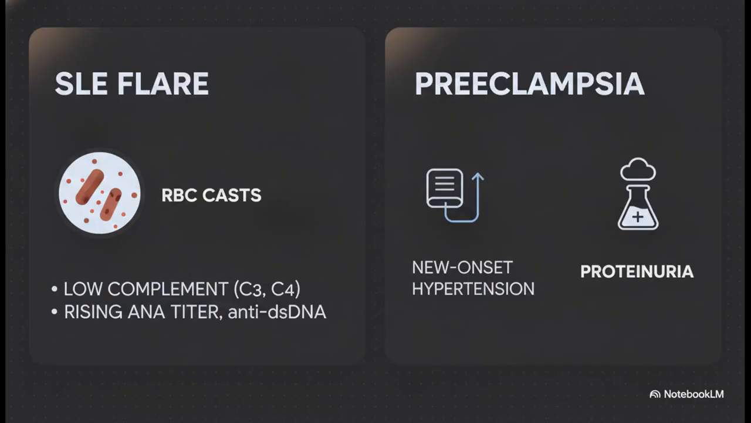Which brings us to a diagnostic dilemma you are absolutely going to face. How do you tell a pregnancy flare from preeclampsia? It's all about those classic immune markers. An SLE flare is driven by immune complexes, right? So you'll see RBC casts, low complement, and high ANA, plus joint pain and rashes. Preeclampsia, on the other hand, is a vascular and placental problem. It shows up primarily as new-onset hypertension and proteinuria after 20 weeks, and completely lacks that classic immune flare lab pattern.